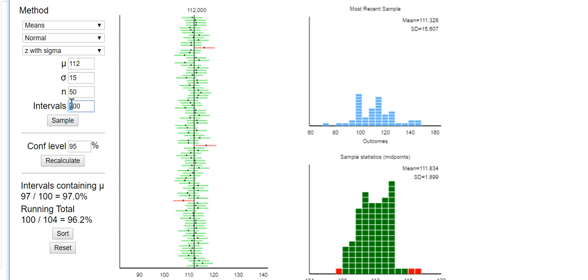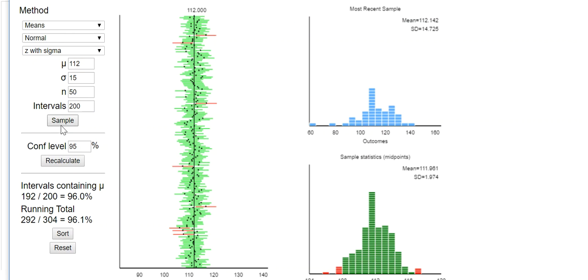So if I change this to 200 samples, you can see there's a few more red ones that pop up. Still, most of them are green. Over here on the right, you can see there's 192 that were green out of the 200. So right now, 96% of the samples captured the population mean. So when we say it's a 95% confidence interval, we're saying that in the long run, if we did this infinitely many times, 95% of the time, our confidence intervals should capture population mean mu.